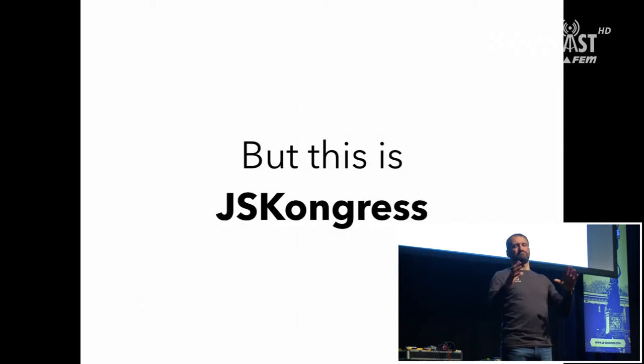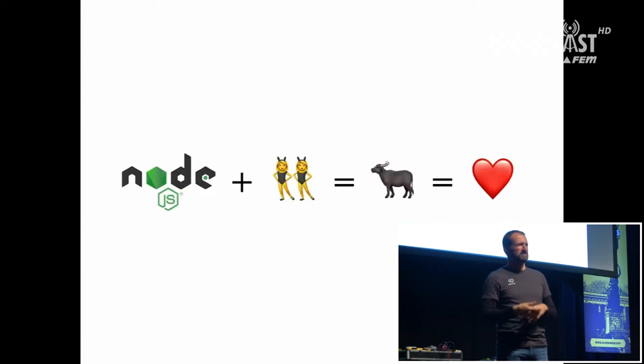But this is JS Congress. Why am I talking about architecture? Why am I talking about REST and microservices? The reason is we decided to build Buffalo with Node. There are a few reasons why you would want to build a service coordinator or a BFF in Node. One, because Node and JavaScript are awesome. I shouldn't have to convince anyone here.